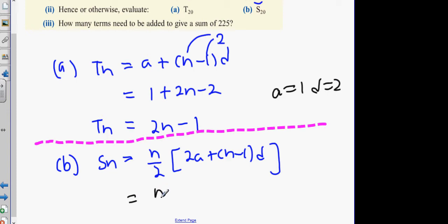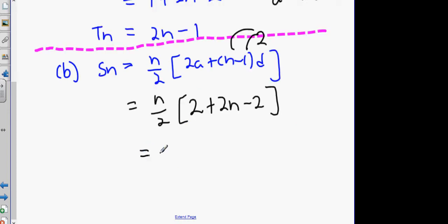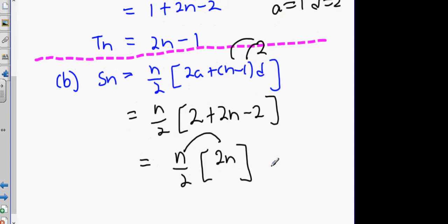So we put in n over 2, 2 times a is 2, n minus 1 times d. So you multiply n by 2 and you get plus 2n minus 2. Close the bracket there. Then we're going to get n over 2 into 2n. Now, what I want you to prove is that it's n squared. So we multiply the top by the top and you get 2n squared. The bottom is still there. 2 divided by 2 equals n squared. So we know that.